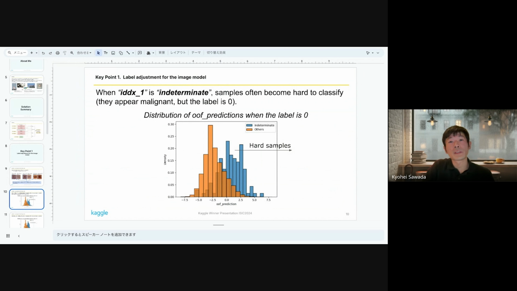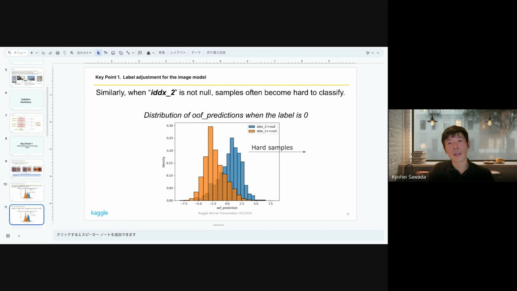And as part of my investigation into the features of difficult samples, I looked at the role of the IDDX1 feature, and I found that when IDDX1 is labeled as indeterminate, these samples often become harder to classify. This makes sense because an indeterminate case suggests some suspicion of cancer. So now I can say that by checking the IDDX1 value, it's possible to identify, to some extent, samples that are not malignant but visually appear to be malignant.